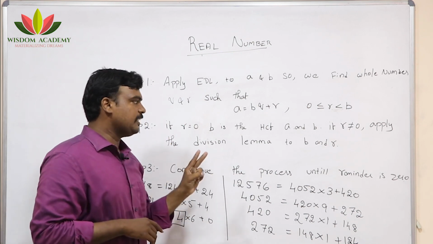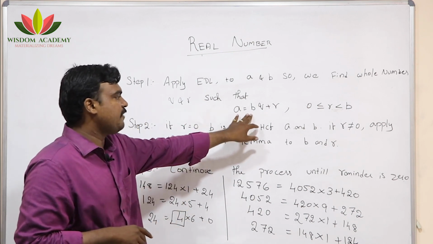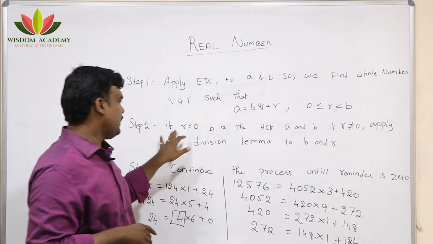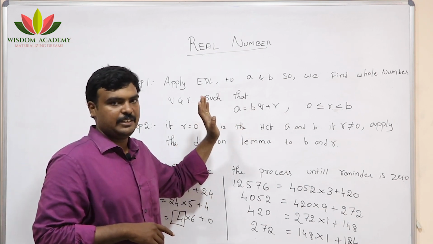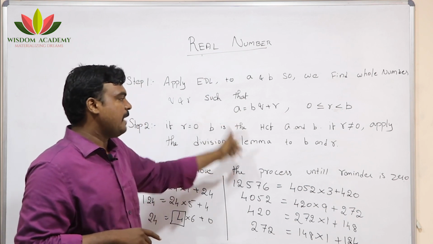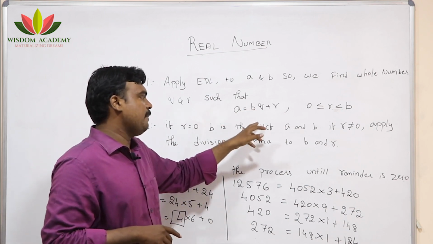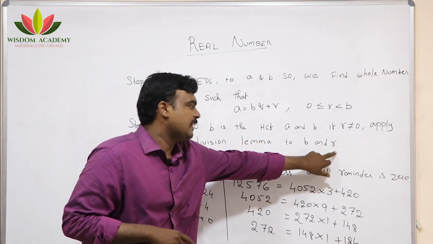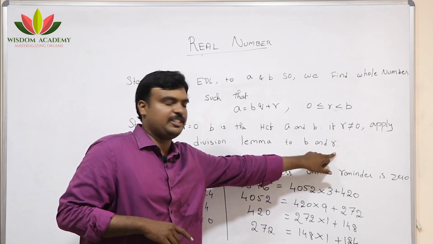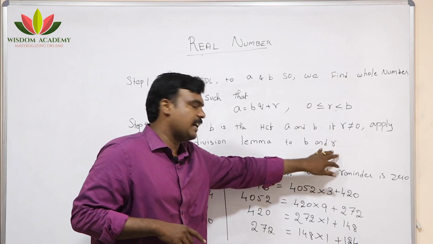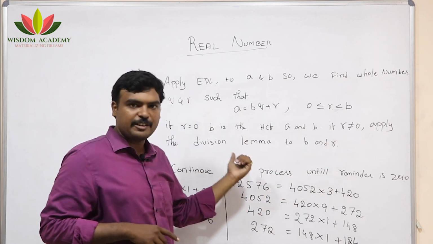Okay. Step 2 is, after finishing this, we check whether my remainder is 0. That is, if R is equal to 0, then I can decide my B is my HCF. If it is not, then we have to apply Euclid division lemma to B and R. That is, after applying, there will be B and R, right? If R is not 0, then I select my B and R and continuously apply Euclid division lemma.